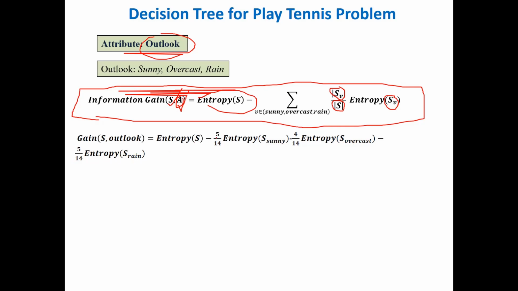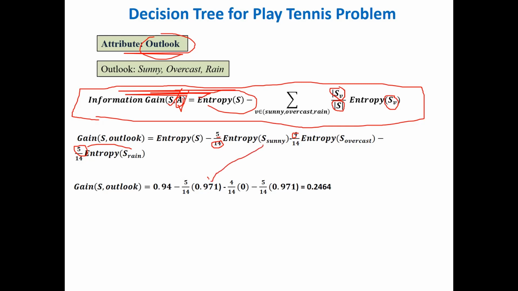Now why this 5 by 14? Because there are a total of 14 examples in this database, and out of these 14, 5 are sunny, 4 are overcast, and 5 are rain. So this is how we find the gain. The overall entropy of the data set is 0.94, minus 5 by 14 entropy of S sunny, which we have calculated recently.